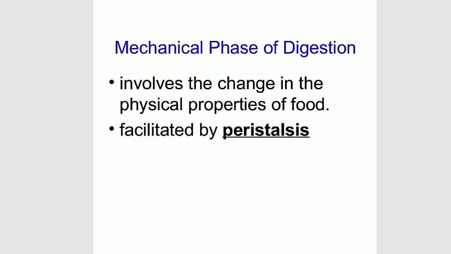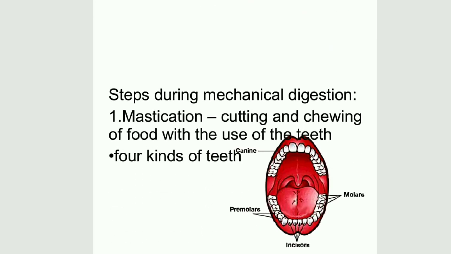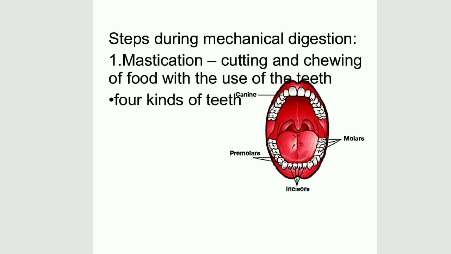Mechanical phase of digestion. It involves the change in the physical property of the food and it is facilitated by peristalsis. I will tell about this in the coming slides. First step is mastication. Cutting and chewing of the food with the use of the teeth is known as mastication. We humans have 4 kinds of teeth. Can you name them? Okay. Molar, premolar, canine and incisor.